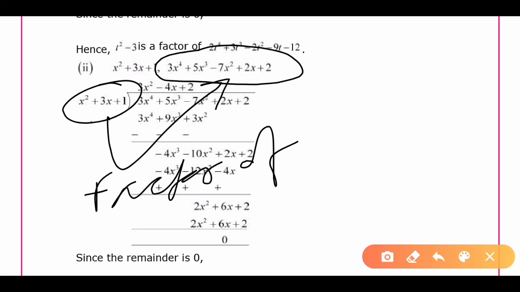x square plus 3x plus 1 is a factor of 3x raised to power 4 plus 5x cube minus 7x square plus 2x plus 2. Clear? Let's see.